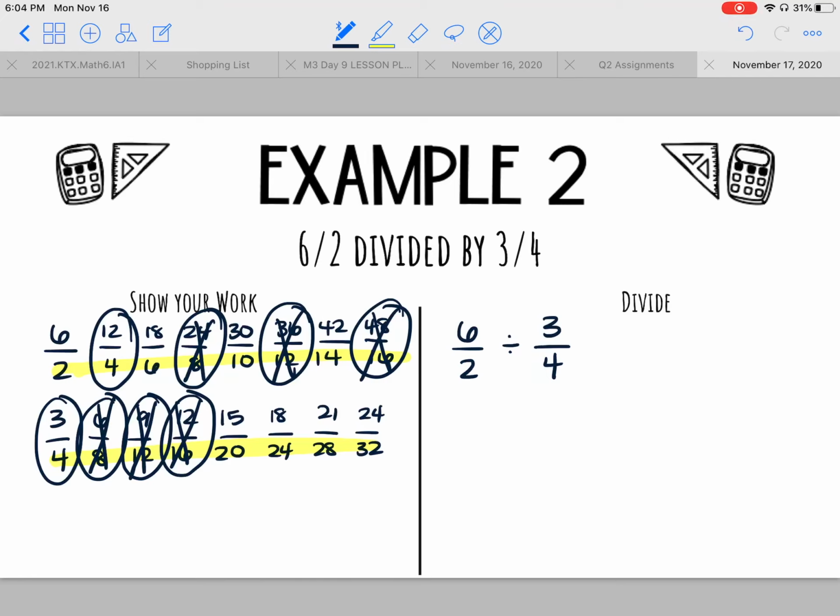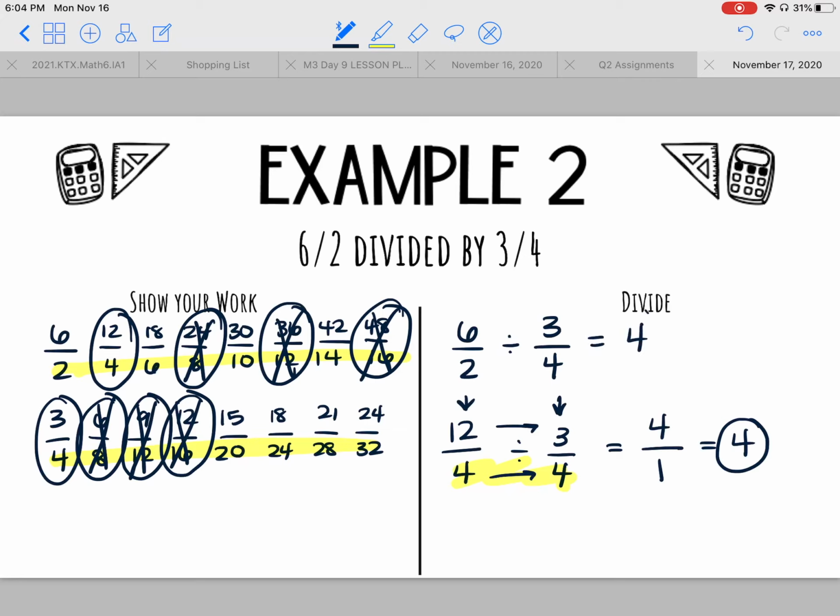Well, that means that also 3/4 gets to just stay the same. That's really nice. My 6 over 2 is going to change into 12 over 4. And now I can divide straight across because now we have the same denominator. We have a 4 and a 4, right? So 12 divided by 3 is 4, and 4 divided by 4 is 1. 4 over 1 gives us 4 wholes. So 6 over 2 divided by 3 over 4 is 4 wholes.